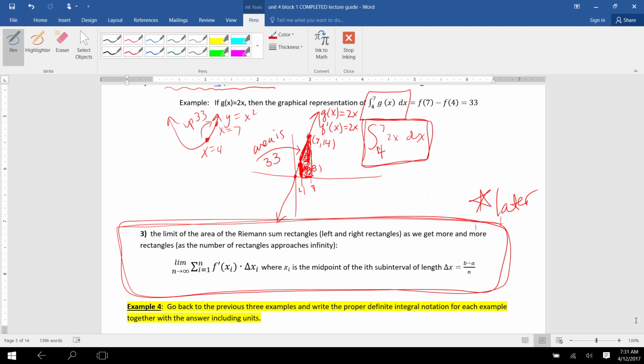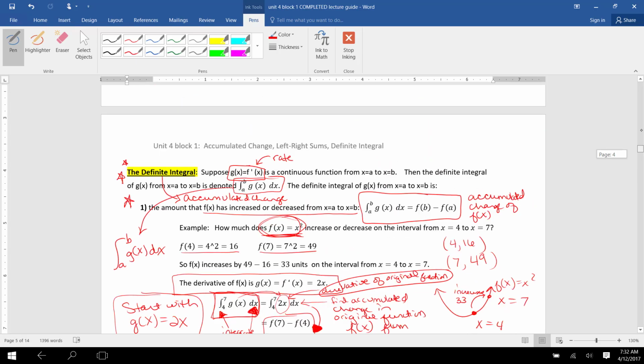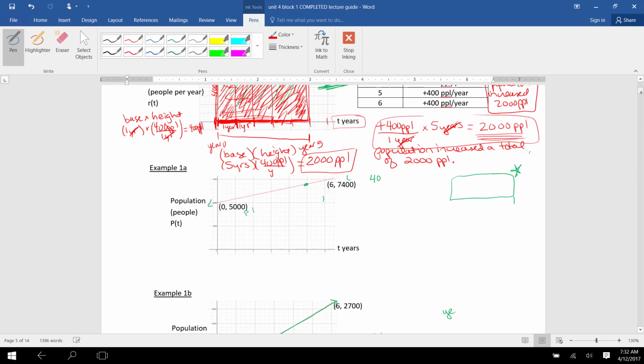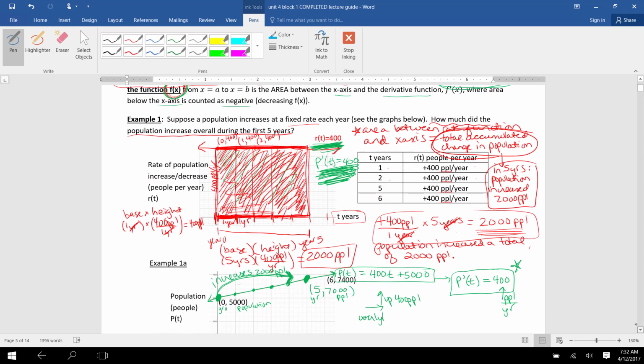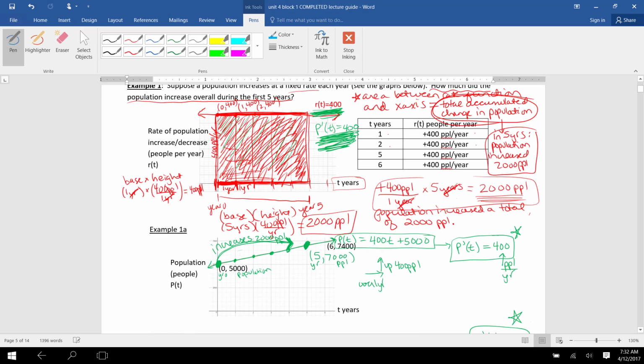We found accumulated change. Now, instead of calling it accumulated change, we're calling it the definite integral. So let's go back to those examples and add the actual notation in for what we were doing. On the first page in example 1, we had been given a rate function, r of t equals 400. And we found the area between the rate function and the x-axis from x equals 0 to x equals 5.